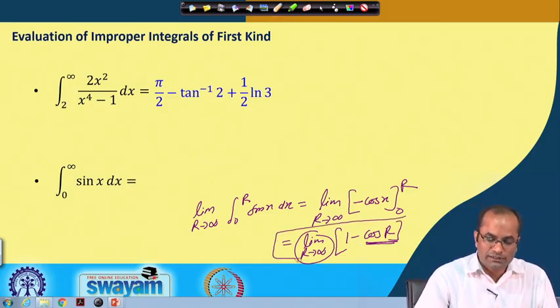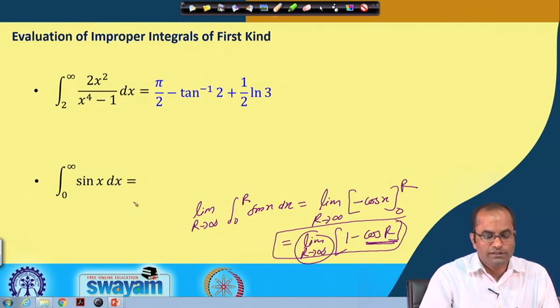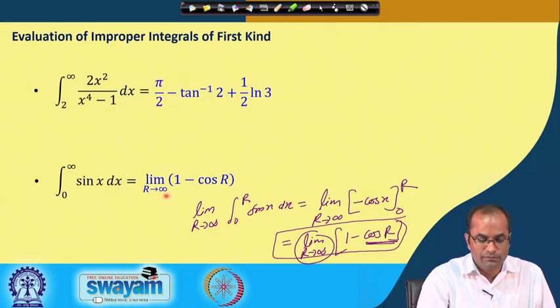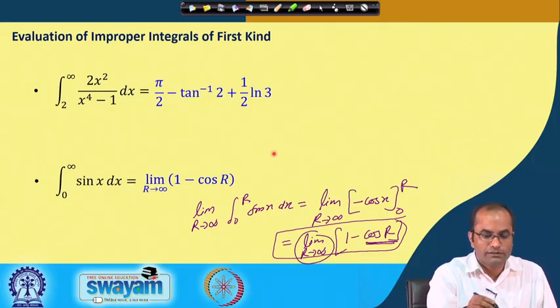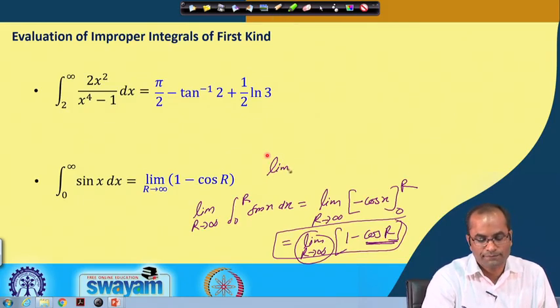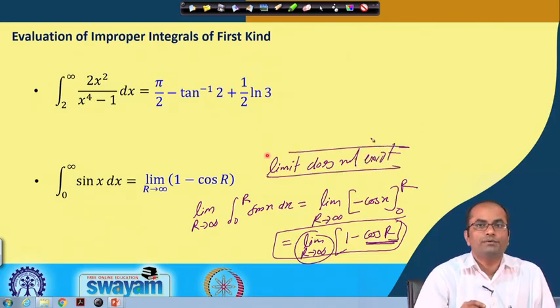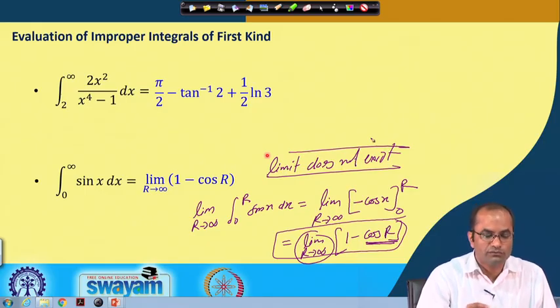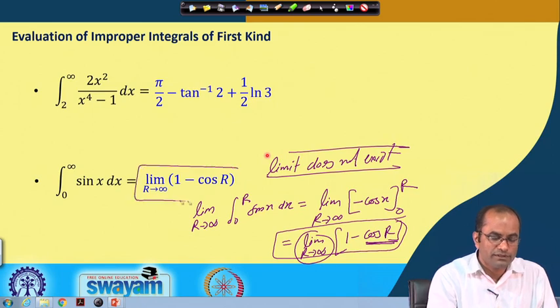When we take the limit r to infinity for this cos r, this limit does not exist. So, in the second case, the limit does not exist, and we have precisely this 1 minus cos r, and the integral does not converge in this case. So, in the first case this improper integral is convergent and the value is given by this expression here. In the second case, the improper integral does not converge because we cannot evaluate this limit.